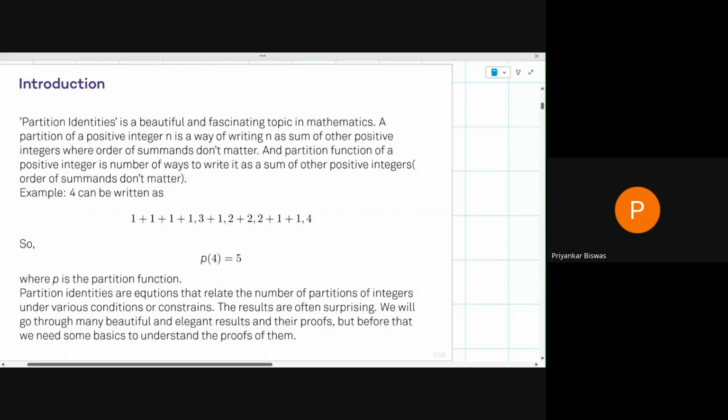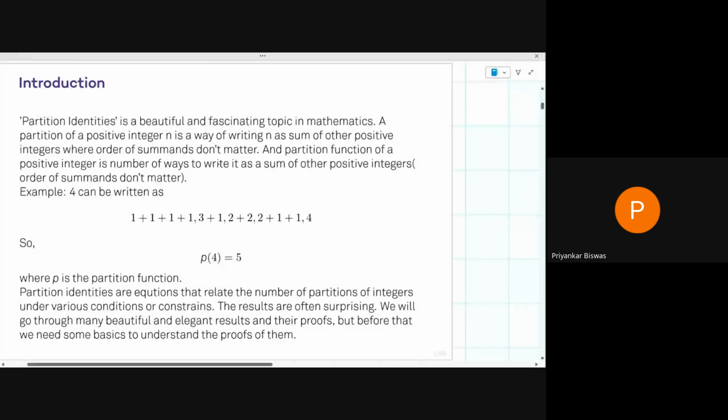A partition of a positive integer is a way of writing it as a sum of other positive integers, where the order doesn't matter, and the partition function is a function from natural numbers to natural numbers, which gives the number of ways you can partition a positive integer. Here you can say, for partition of 3, you can write 3 as 3, 2 plus 1, and 1 plus 1 plus 1, so the partition number of 3 is 3.